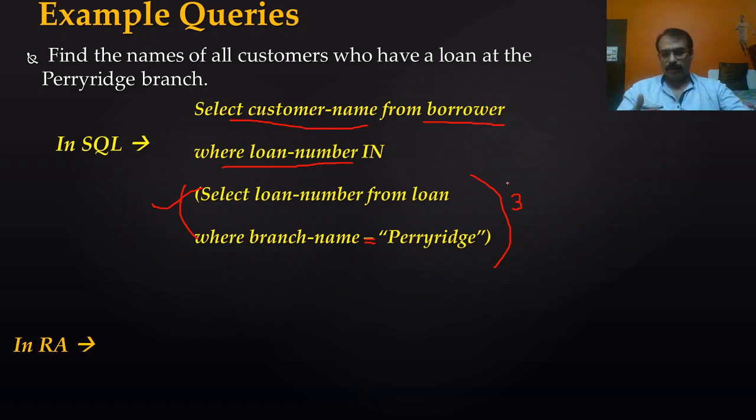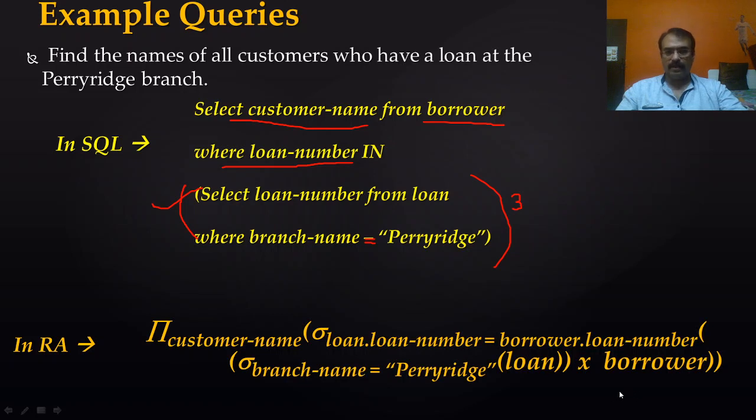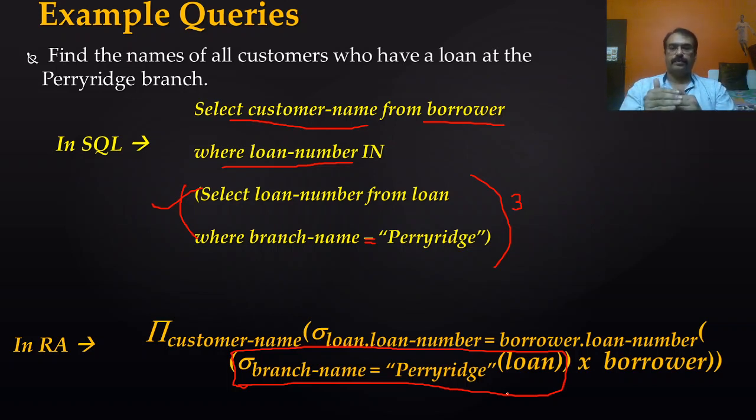Okay. So the same query can be written in relational algebra in this fashion. What we did here, see. First of all, we have the innermost query as this. The size of loan is now reduced. The entire loan will not be used, only the selected rows from loan will be used, the rows which have the occurrence of branch name as Perrich. And now that will be multiplied with borrower with this condition imposed. Ultimately, this is equivalent to this condition.